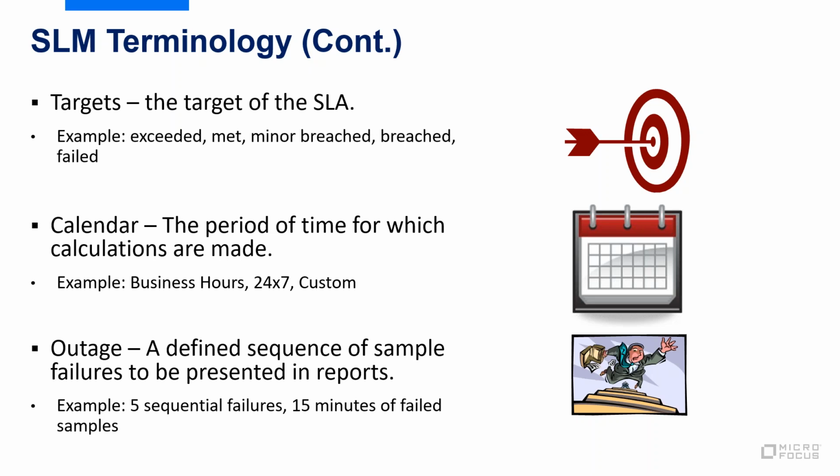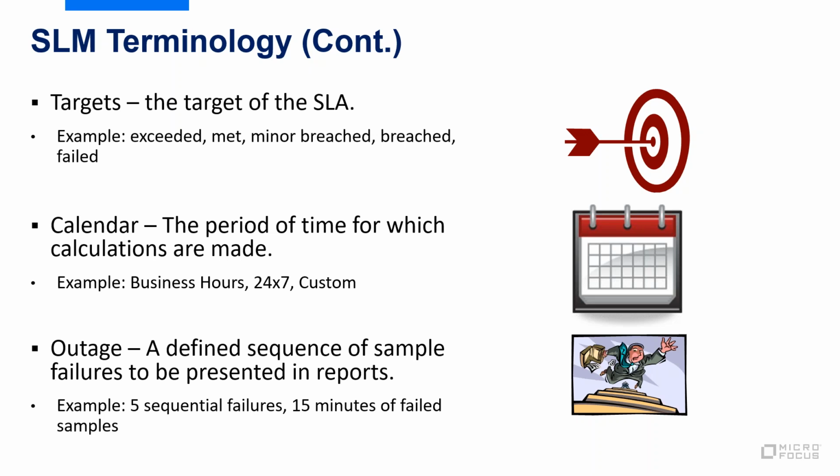Yeah, these are the targets that are available, whether SLA is met, minor breached or completely breached, failed or exceeded statuses. These are the targets for any kinds of SLA. And I had explained the calendar just before. We can have our own custom hours or 24/7. It has to be calculated. We can define how the SLA has to be calculated. And the outage also can be defined.